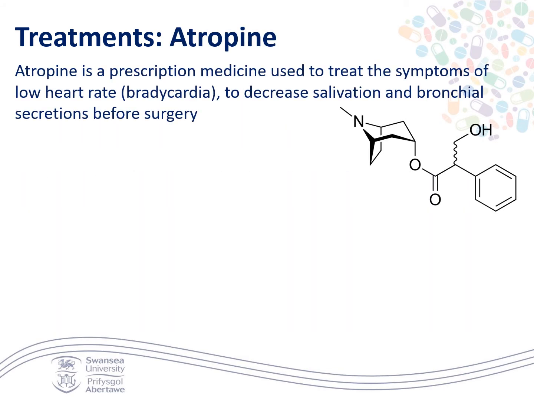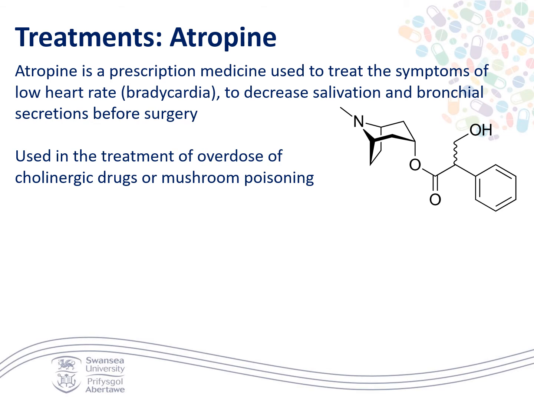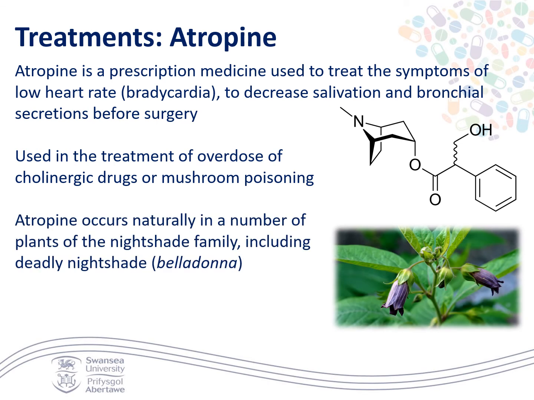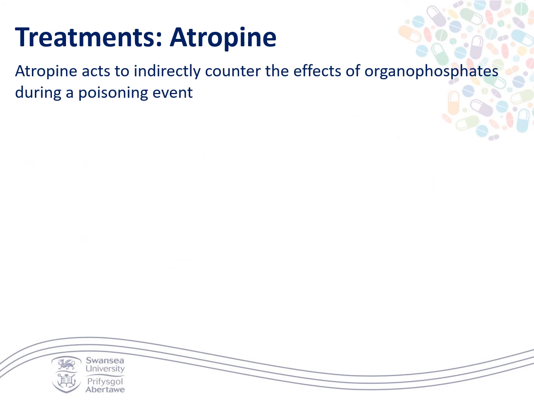Atropine is used in the treatment of organophosphate and nerve agent poisoning, but it can also be used as a prescription medication to treat symptoms of low heart rate, so bradycardia rather than tachycardia, and to decrease salivation and bronchial secretions before surgery. It's also used in the treatment of overdosing on cholinergic drugs, as well as mushroom poisoning. Atropine itself comes from the belladonna plant, or the deadly nightshade plant. And atropine acts to indirectly counter the effects of organophosphates or nerve agents during a poisoning event.